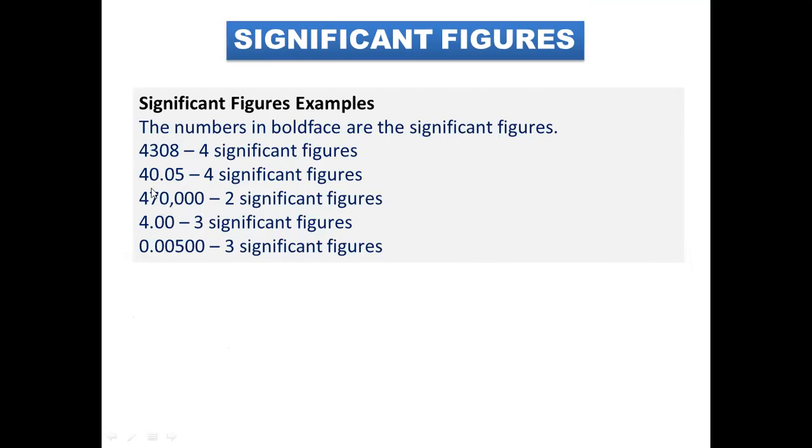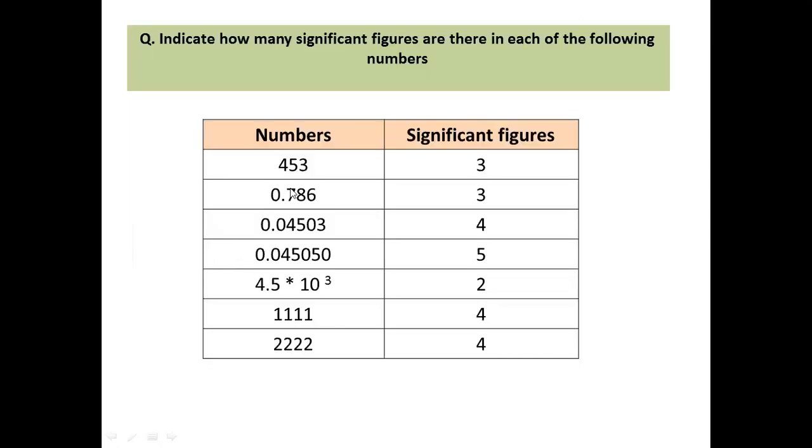Here the digits come before the 0, so only 2 significant figures. Here is a digit, then a decimal point, then 0, so 3 significant figures. Here also 0 is coming before the 5, and the last 0 after the digit 5 will be considered a significant figure. So here 3 significant figures are there. You can see how many significant figures, and you can calculate the significant figures from this table for your reference.